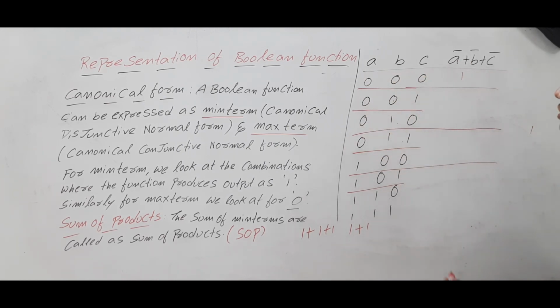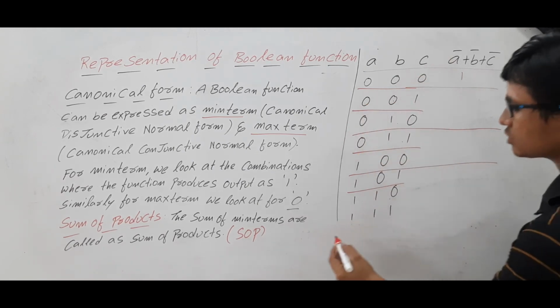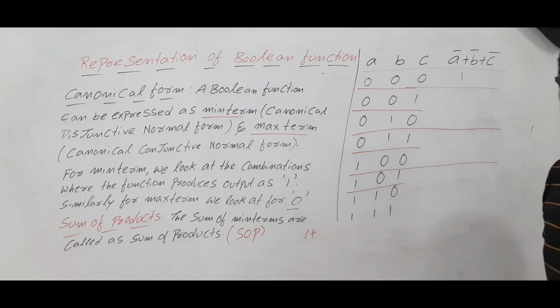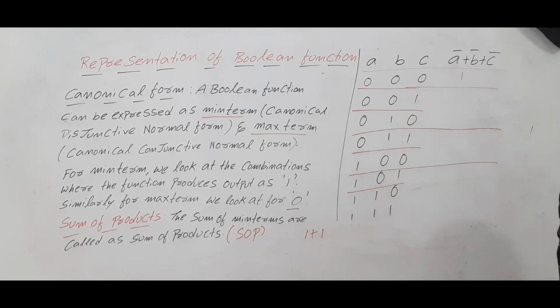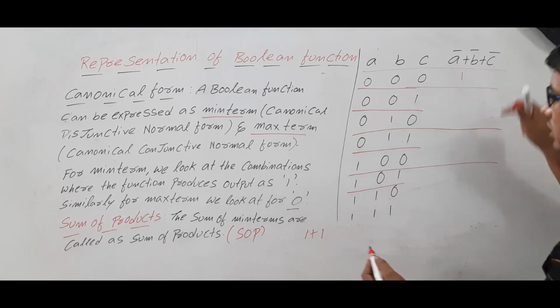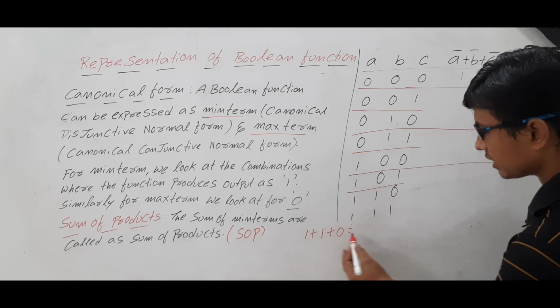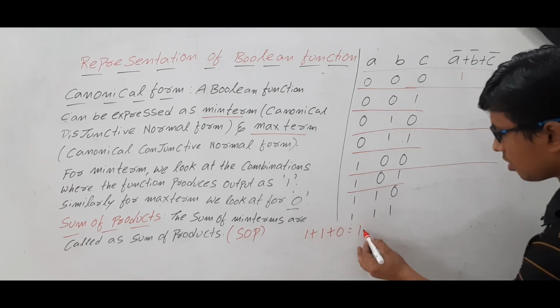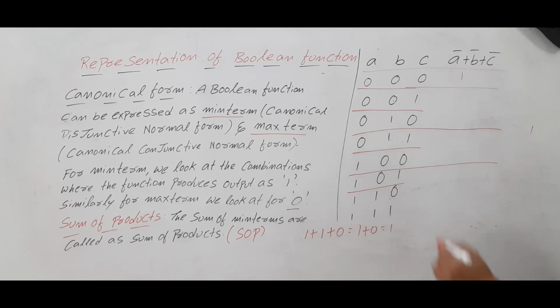For this one, what output will it give? If you verify it, A is 0, A's complement will become 1. I hope you are understanding. Again, B is 0, B's complement will produce 1. And C is 1, so C's complement will be 0. 1 or 1 will be 1, or again 0. 1 or 0 is equal to 1. Am I right or wrong? So you got the output as 1.